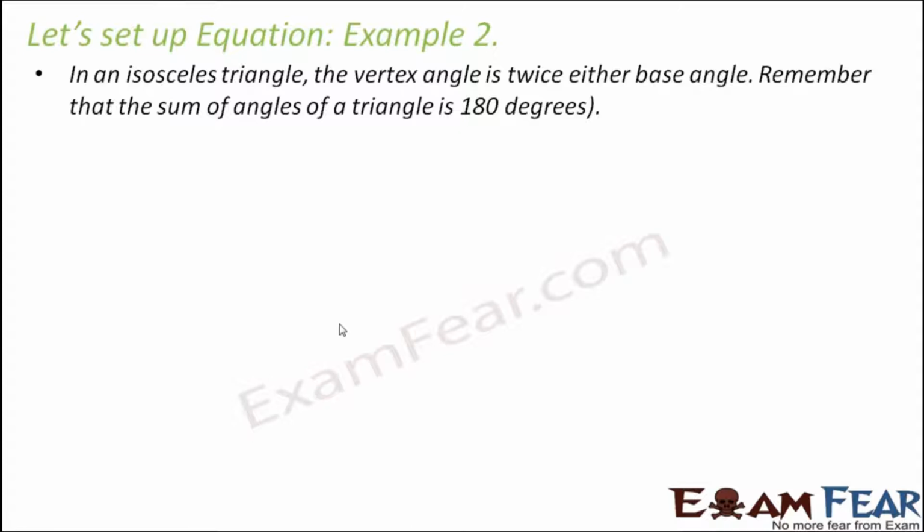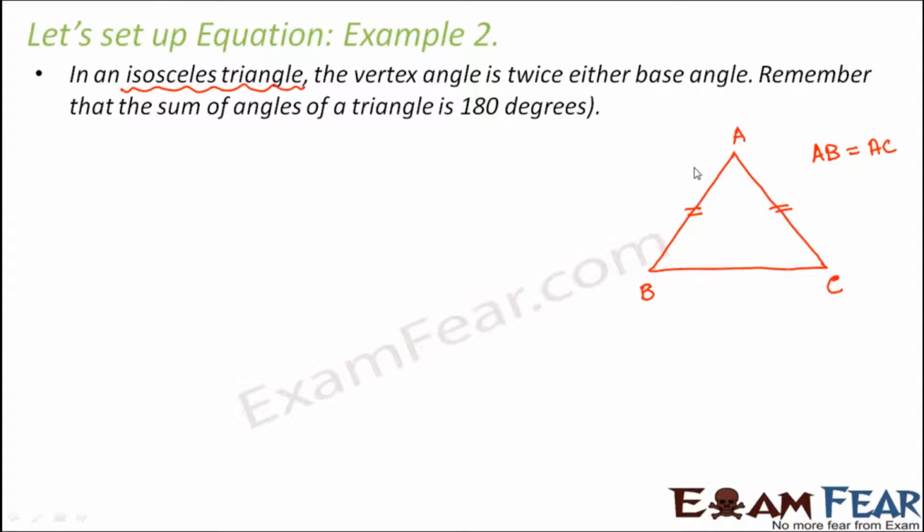Remember that the sum of the angles of a triangle is 180 degrees. Now let us first understand everything term by term. What do we mean by isosceles triangle? An isosceles triangle is a triangle where two sides are equal. So let us say if we have a triangle ABC such that the length of AB is equal to the length of AC. So if AB is equal to AC, then we say that ABC is an isosceles triangle.